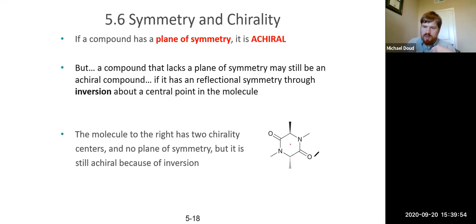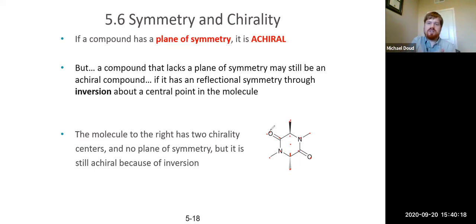So this one right here. We're going to invert the molecule on itself. So this carbon going up becomes this methyl group coming down. This methyl group coming down becomes this one coming up. This methyl group sticking out over here becomes this methyl group out here. This nitrogen becomes this nitrogen. This carbon becomes this carbon. This carbon becomes this carbon. This oxygen becomes this oxygen. This oxygen becomes this oxygen. It inverts exactly on top of itself.